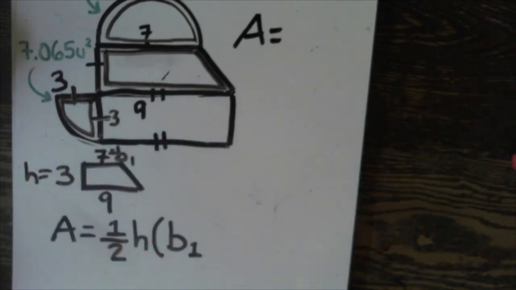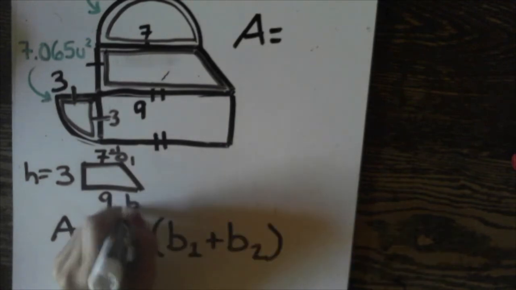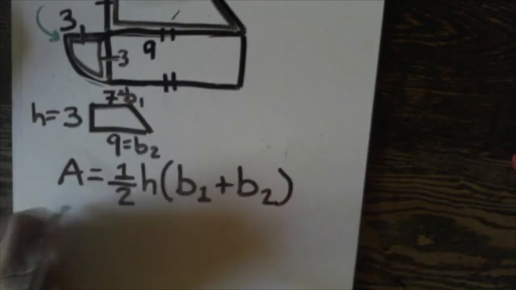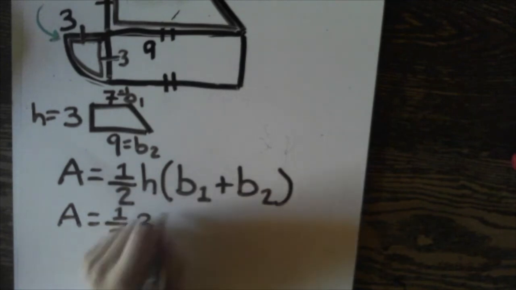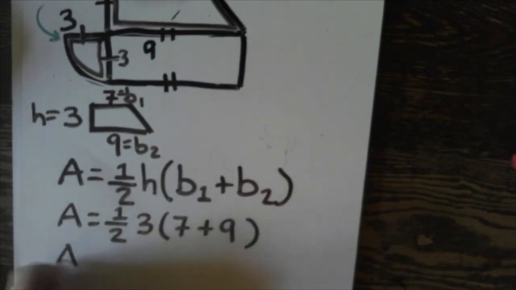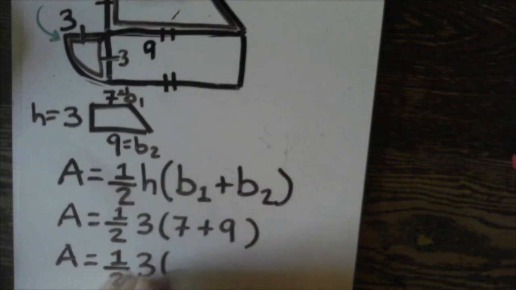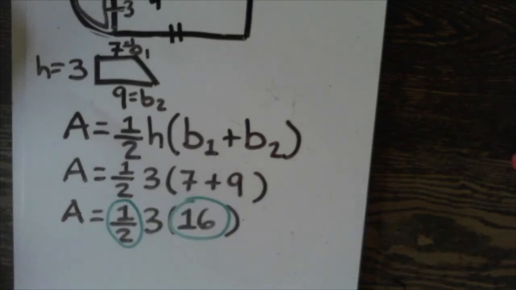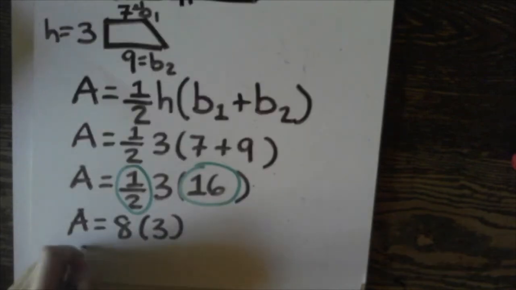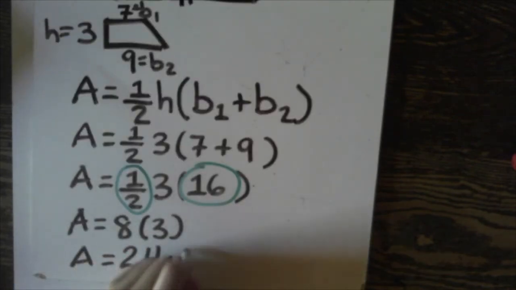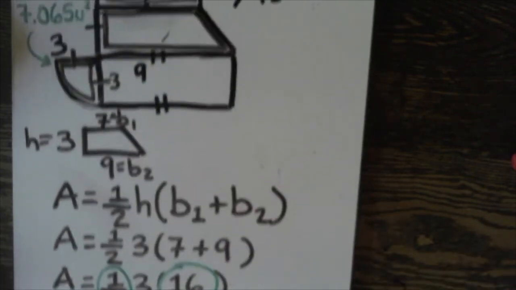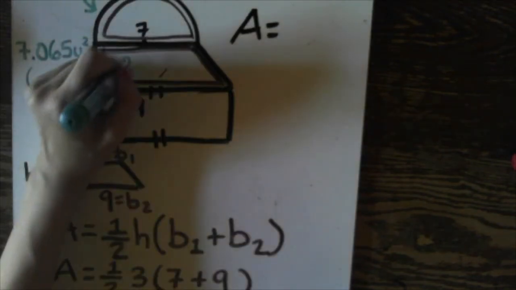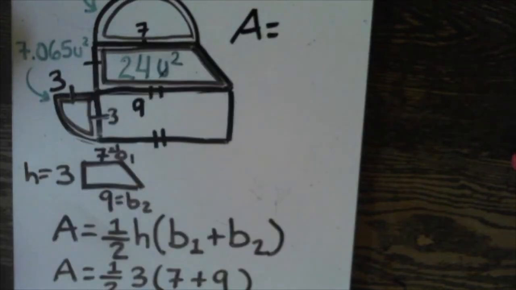Well, let's plug in our values. Area is equal to 1/2 the height, which is 3, times the 2 bases, 7 plus 9. And 7 plus 9 is 16. Now I can think of multiplying or dividing first, and I'm going to divide because 16 divided by 2 is an easy 8, and 8 times 3 is 24. You could also multiply first and then divide at the end. Both options would be correct. You'll get 24 square units.